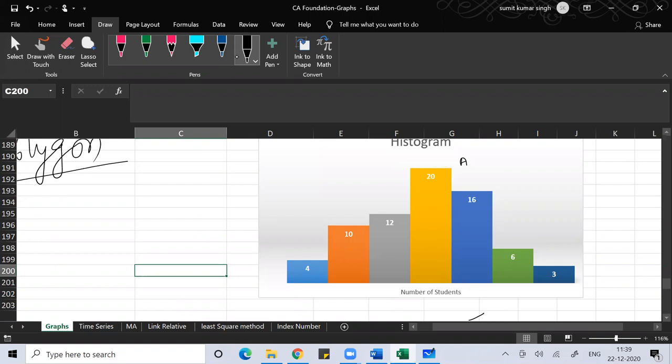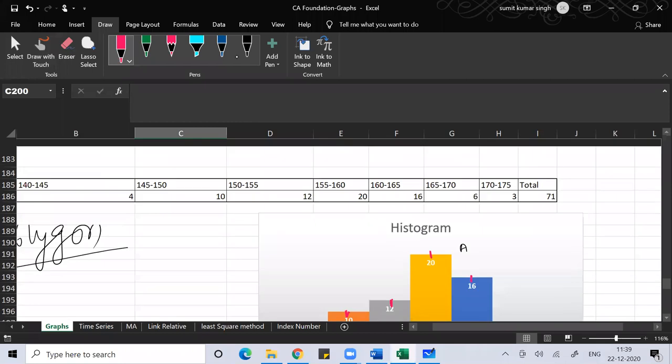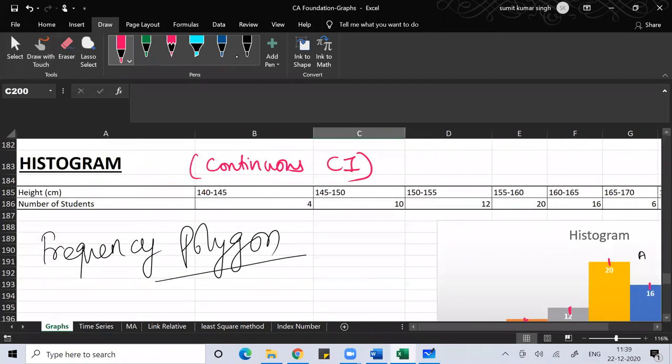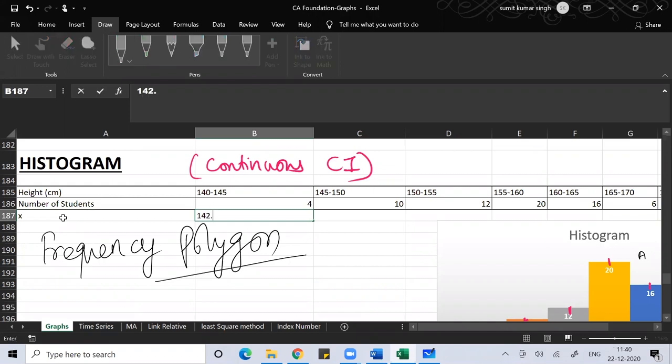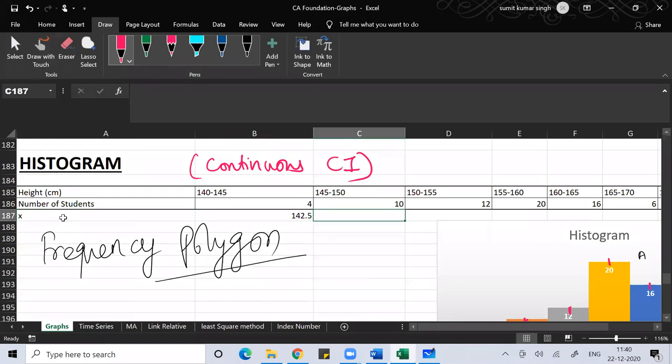to find the frequency polygon, we will take the midpoint of all. You can find the midpoint. What is the midpoint of this? The midpoint of this would be 142.5. And the midpoint of this would be 147.5. Everyone understand this, right?